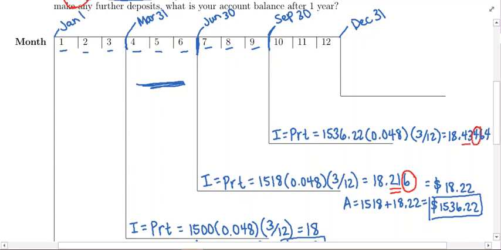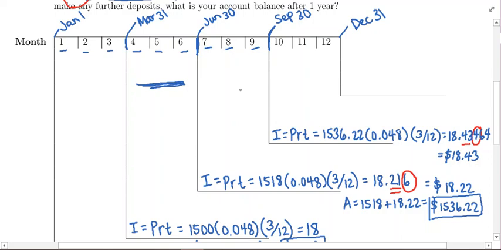You've got to look after the 43 cents. It's a 4, so that means it's going to stay the same. You're not going to round up. So it's going to be $18.43. Let me get that in here. So that's the amount of interest that was earned during the third quarter.